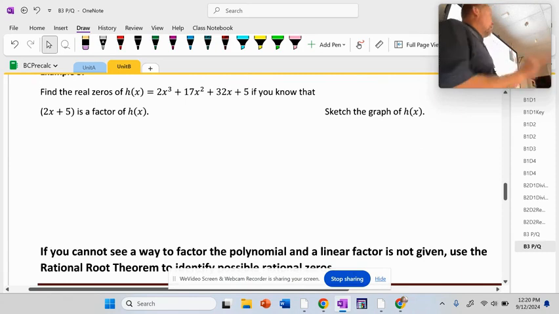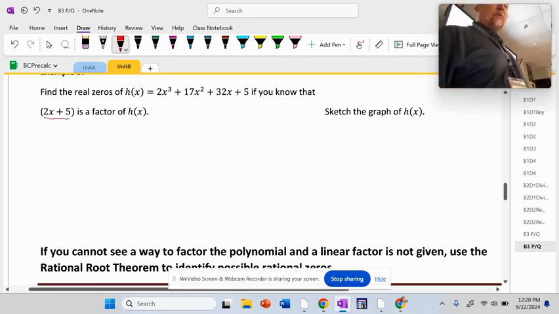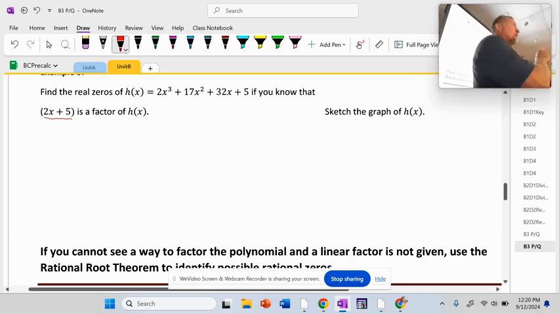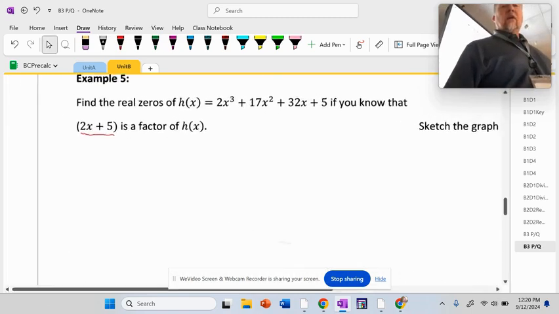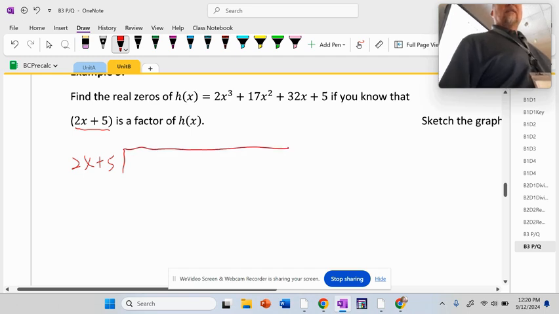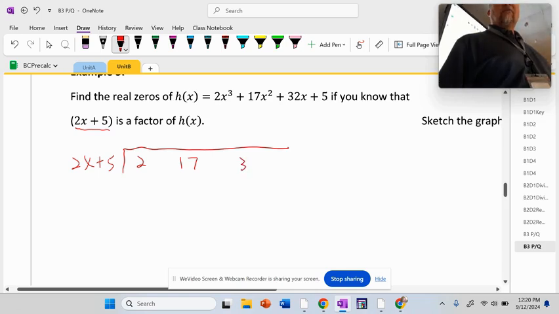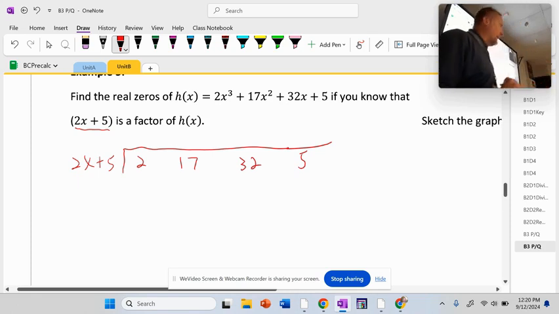Okay, now here's where we're going to investigate, except there's something you're going to have to listen to me on. You can synthetically divide by this 2x plus 5. I just want to show you something though. So at first we're going to do long division, and this is the example where you're going to find out how synthetic division has a little bit of a conundrum when the number in front of x is not 1. Okay? And then you're just going to have to accept what I said there.